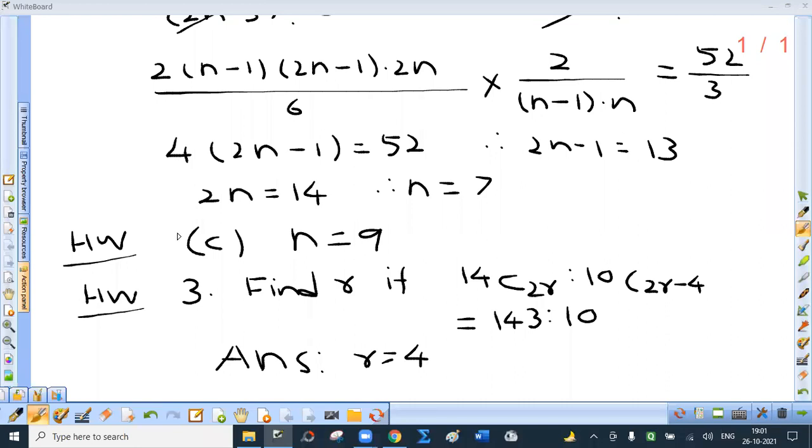Part C is for homework. Actually, it is find n if nC n minus 3 is 84. Okay, n comes out to be 9. Now, the third sum is again for homework. The sum reads like this: find r if 14C2r is to 10C2r minus 4 is 143 is to 10. Here, you need not open the brackets. You will have to argue that like LHS, we express RHS also as a product of 4 consecutive natural numbers. So r comes out to be 4.